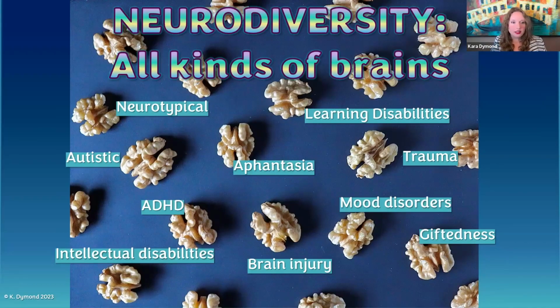And we know lots of the labels that come with this. So I'm only going to point out a few that are on the screen. When I use the term neurotypical, I'm talking about brains that learn and process information in what has been positioned as the standard way, but of course we know it is not the only way. You'll recognize a lot of these labels: autistic, ADHD. One I want to point out is aphantasia.